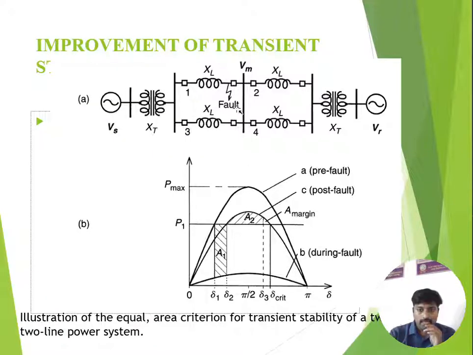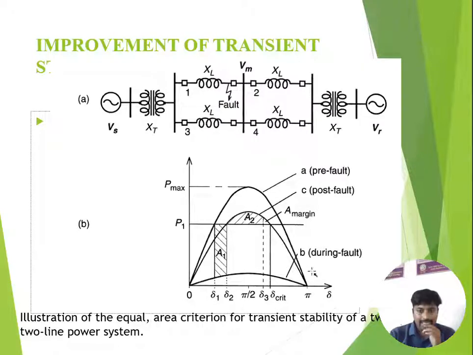If some fault occurs, no power will be transferred in this line, so only a small amount of power is transferred in the other line. That's why during the fault condition the power transfer capability is reduced. After clearing the fault, that is the post-fault condition, sometimes the same pre-fault power will be transferred, sometimes a lesser amount of power. We are considering post-fault as a comparatively low amount of power transfer compared to pre-fault. That's what we are representing here. These are the three conditions.